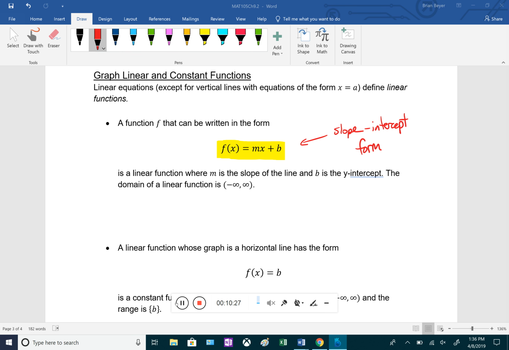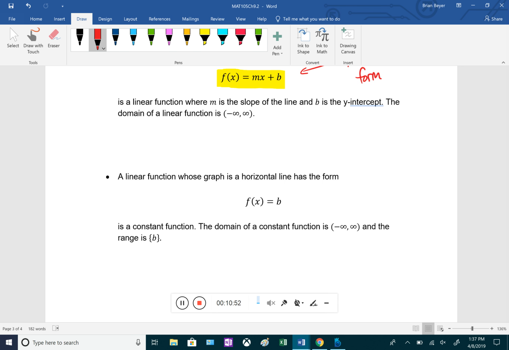So we should know how to graph this. We can, where b is the y-intercept, m is the slope, we can graph it by plotting the y-intercept and then using the slope to find the second point, connect them as a straight line, put arrows on the end. And we also know the domain of a linear function is all real numbers, so negative infinity to infinity, meaning we can plug in any x value and it will give us a y value out.